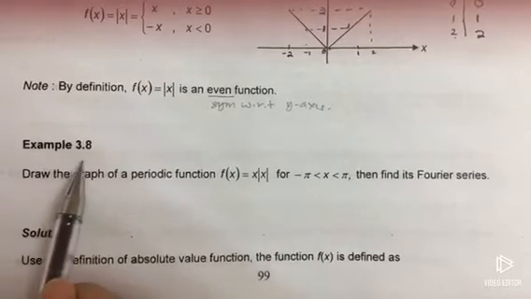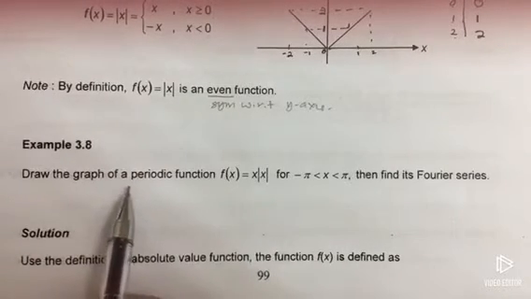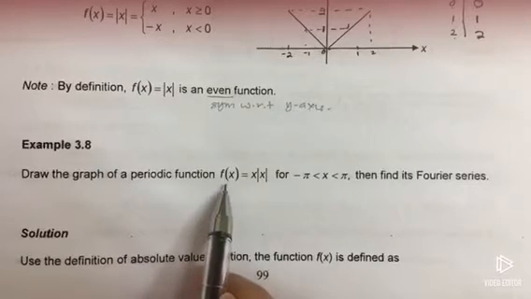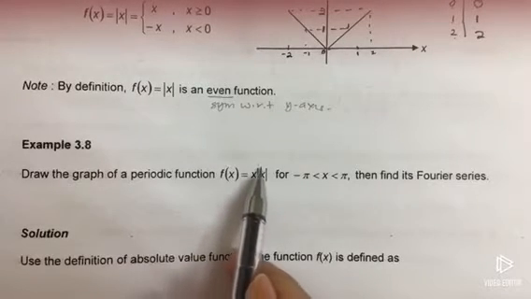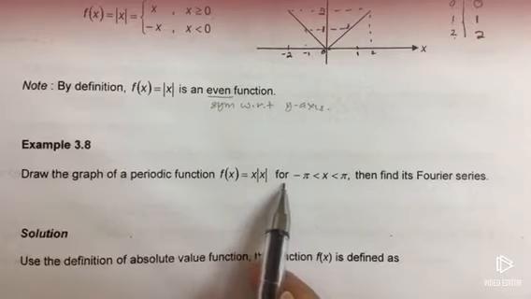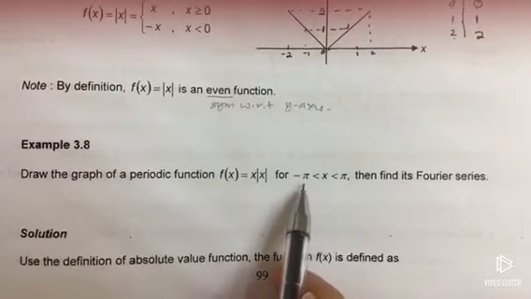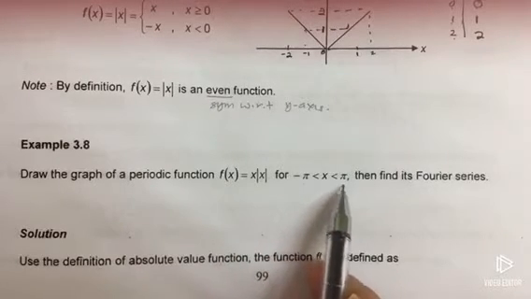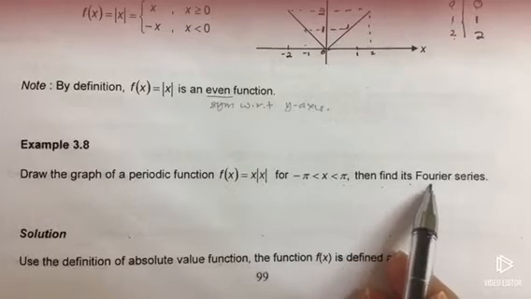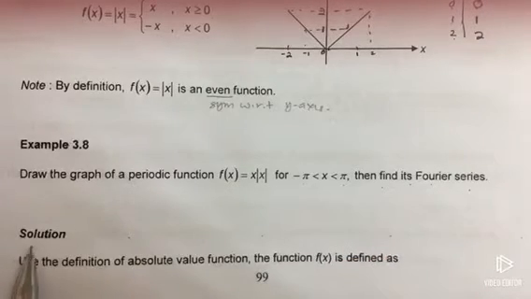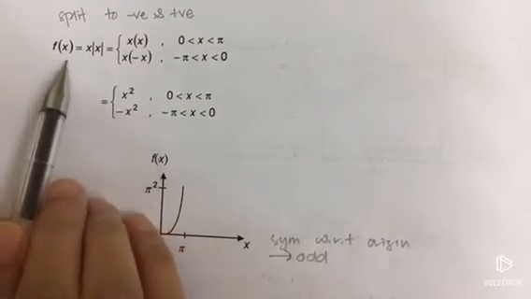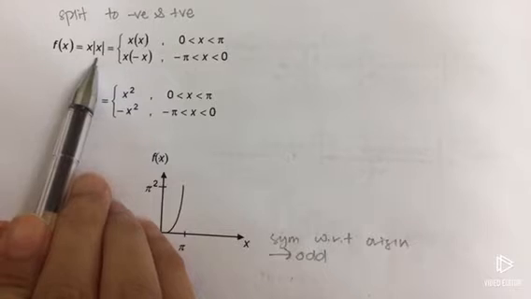Example 3.8. Draw the graph of a periodic function f(x) equal to x times absolute x for x from negative pi to pi. Then find its Fourier series. Solution. Use the definition of the absolute function. The function f(x) is defined as f(x) equal to x times absolute x.